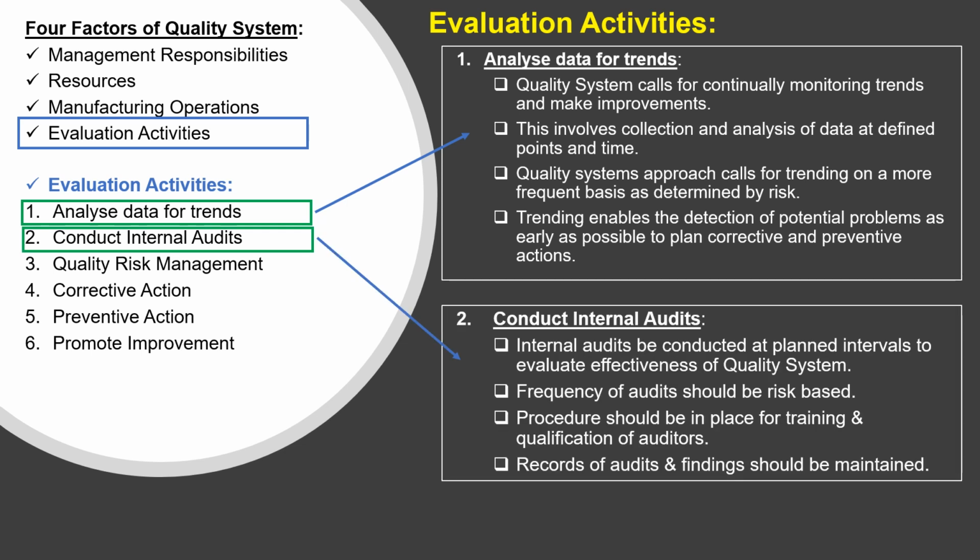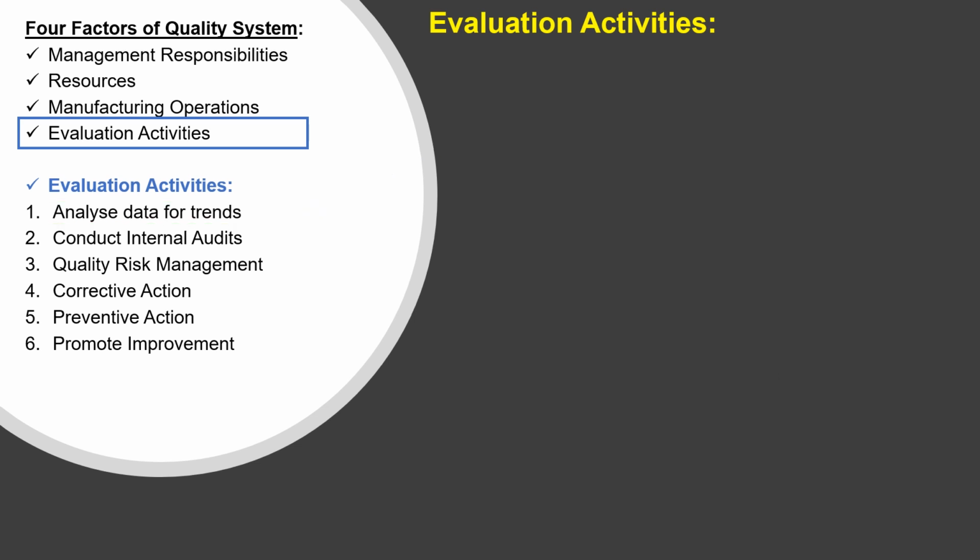The next point is conducting the internal audits. Internal audits should be conducted at planned intervals to evaluate the effectiveness of the quality system. Frequency of audits should be decided on a risk-based approach. Procedures should be in place for training and qualification of the auditors who carry out the internal audits. Records of the audits should be maintained and should be presented whenever required.